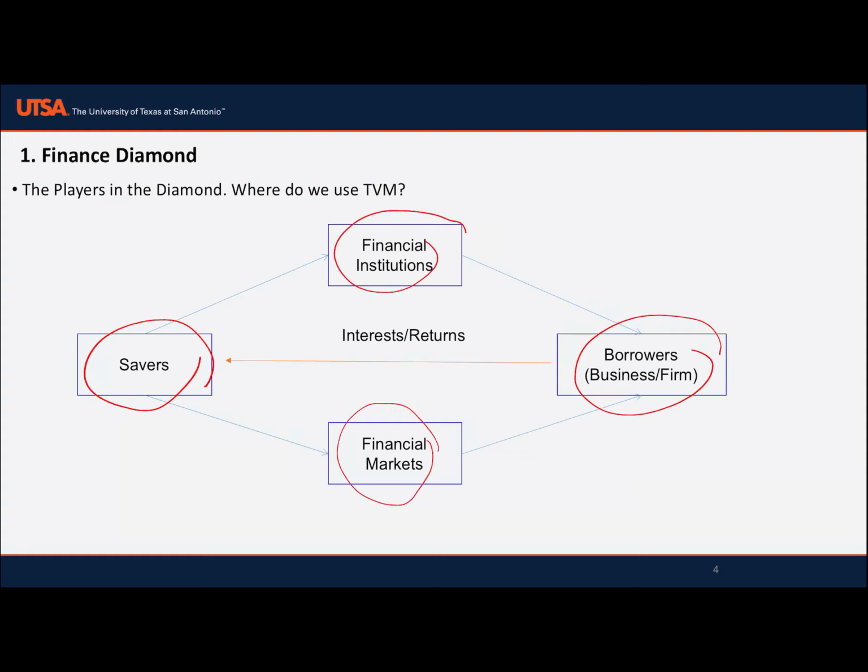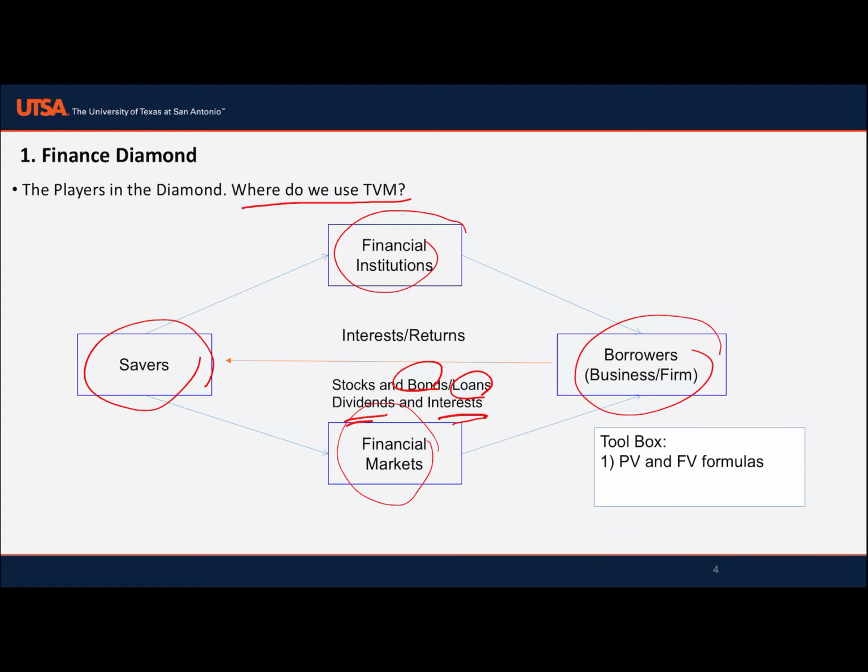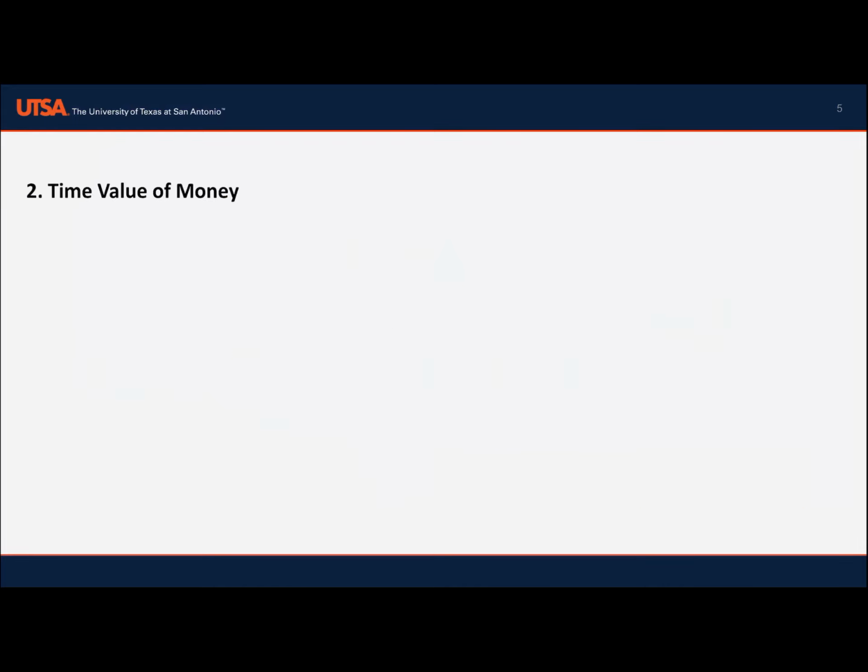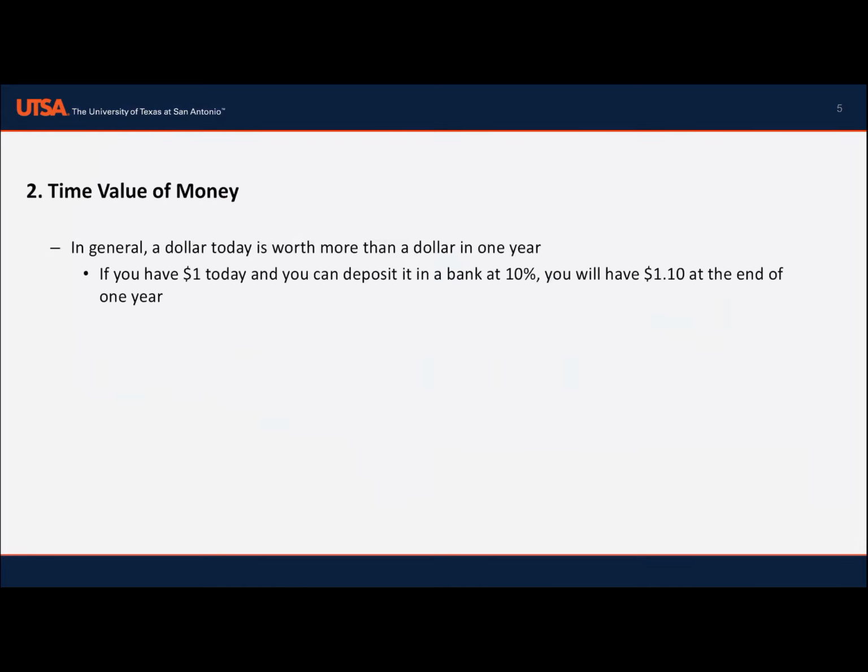So where do we use time value of money? We can find the value of bonds and loans by using interest rates and dividend payments. Our toolbox is the present value and future value formulas. The time value of money is, in general, that a dollar today is worth more than a dollar in 1 year. Let's think about it this way.